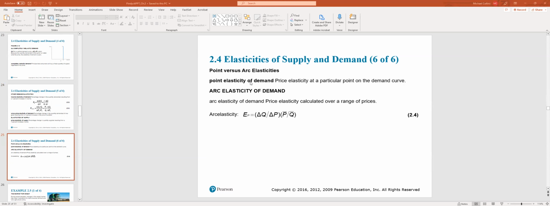Point versus arc elasticities. Point elasticity of demand is the price elasticity at a particular point on the demand curve. And the arc elasticity of demand is the price elasticity calculated over a range of prices. So this relates to the gas conversation we had, where I mentioned that gas is pretty inelastic within a certain price range. But if gas prices go to $20 a gallon, believe me, it will become way more elastic, right?